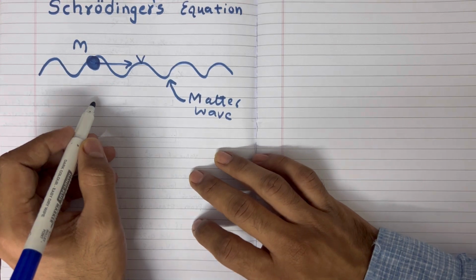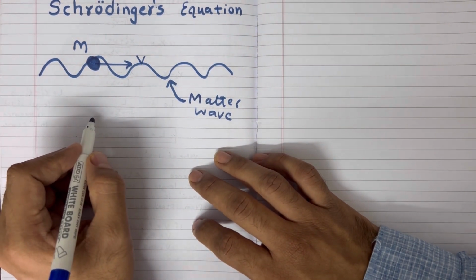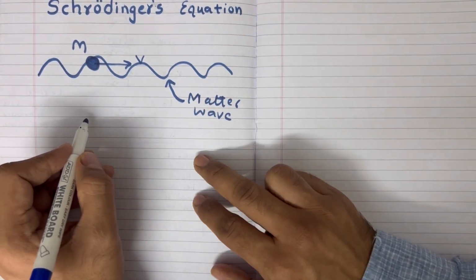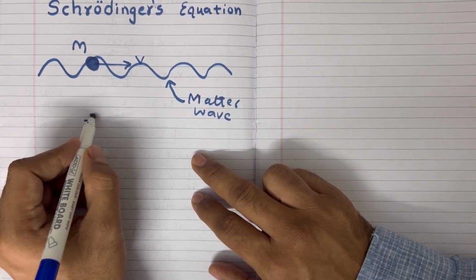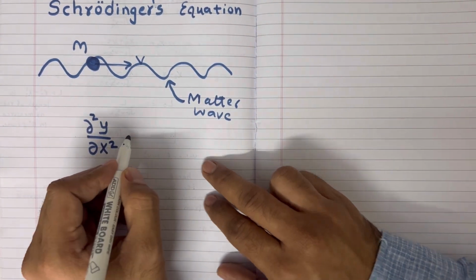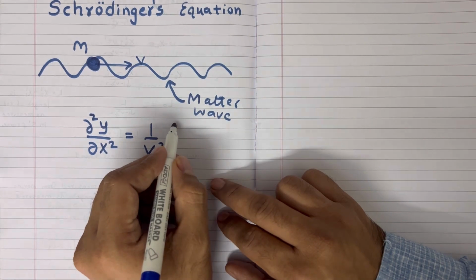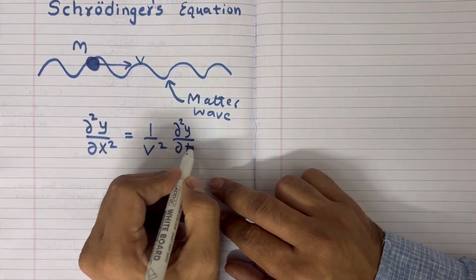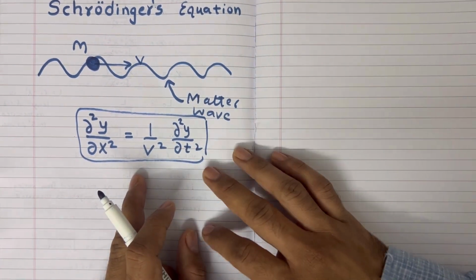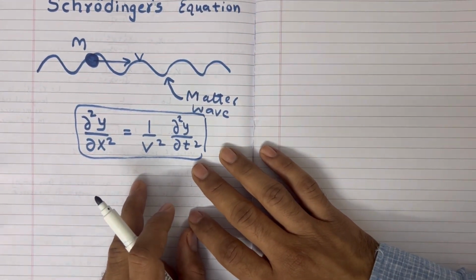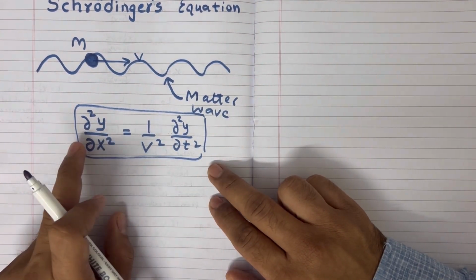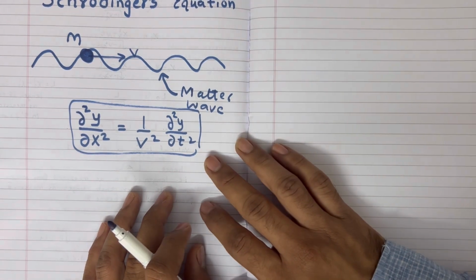See, so we know that for any traveling wave, the wave which is traveling on a string or in fact any traveling wave, one equation is there: d square y by dx square equals 1 by v square d square y by dt square. See, this is a classical equation for any traveling wave. If there is a wave which is traveling in one direction, let's say the x direction, then that wave must obey this equation. It is in classical physics, right?